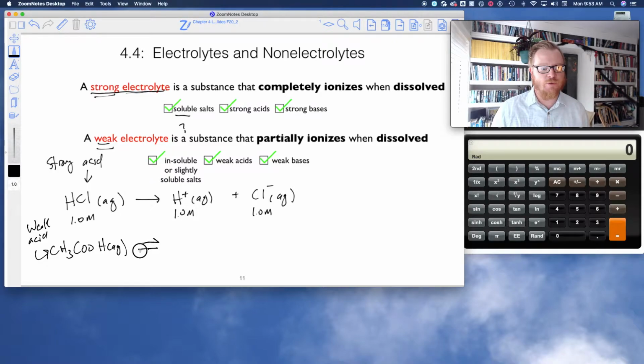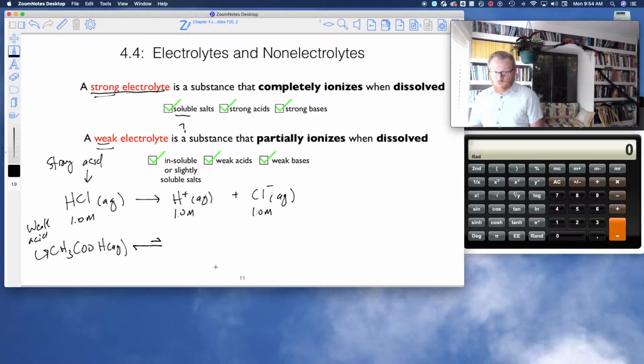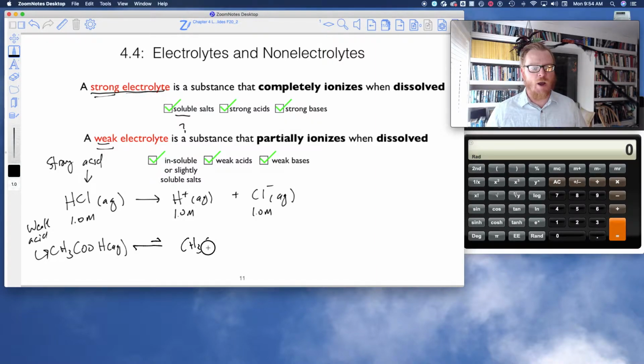Let me draw these arrows again, okay? I'm going to draw the forward arrow being really short and the backward arrow being really long. And we're going to talk about equilibrium in Chem 110, the next semester. That'll be a big subject of this class, okay? So we'll discuss what that means in more detail in Chem 110, but what it means for us for now is that if I dissolve some acetic acid into solution, not all of it will ionize. That's what this kind of arrow is representing.